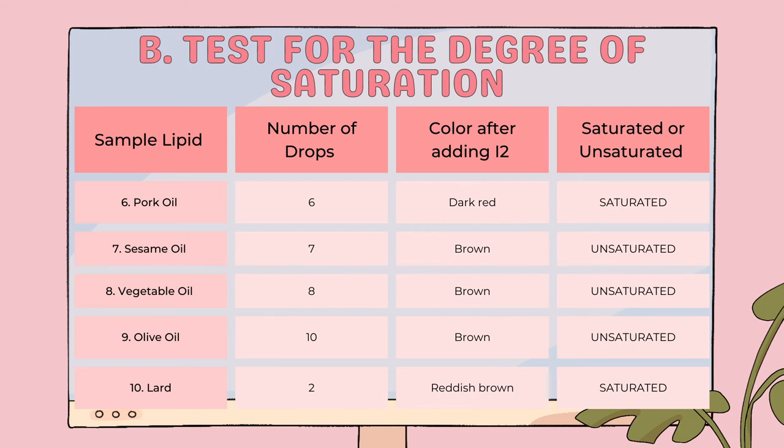And the colors after adding the I2: on the pork oil, it was dark red. And the sesame oil, same with vegetable oil and olive oil, they were brown. And for the lard, it was reddish brown. And for the pork oil, it is saturated. And also sesame oil, vegetable oil, and olive oil, they are unsaturated. And for the lard, it is saturated.